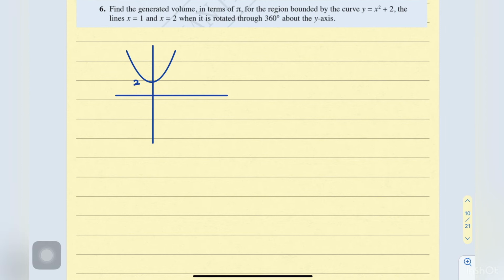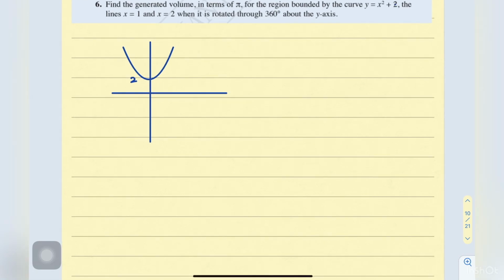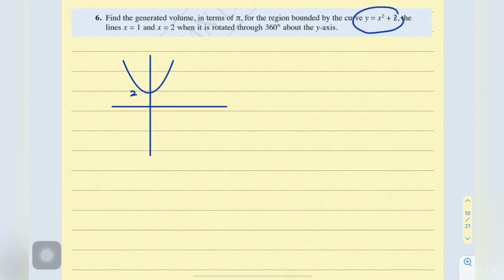When x equals 1, substitute into the equation. 1 squared plus 2 is 3, so y equals 3. And when x equals 2, 2 squared plus 2, so y equals 6. Meaning that from 3 to 6, this area.